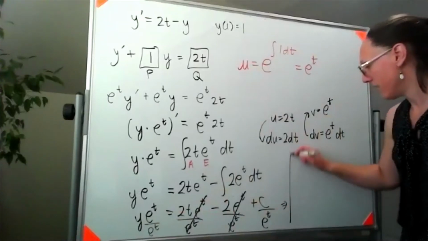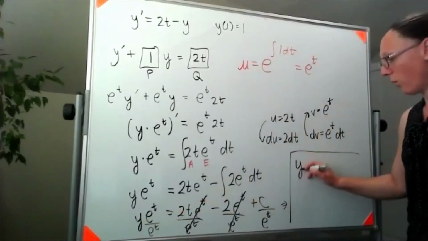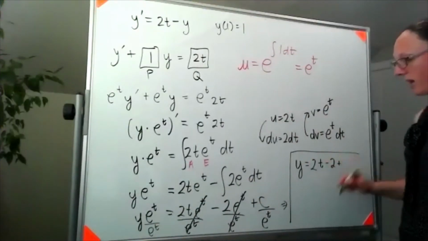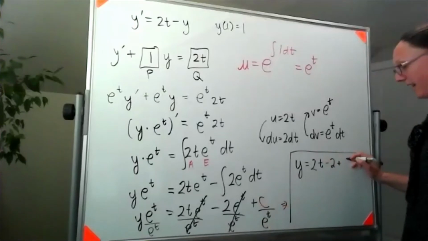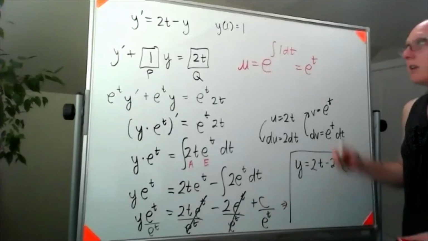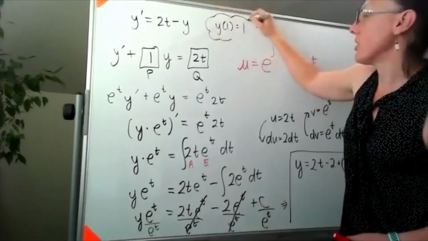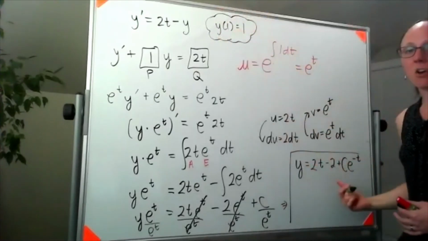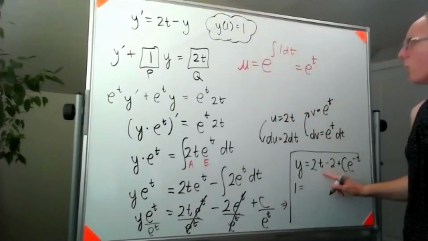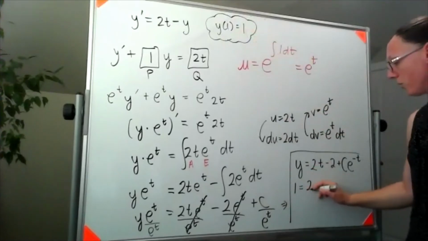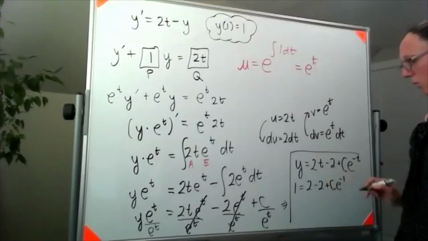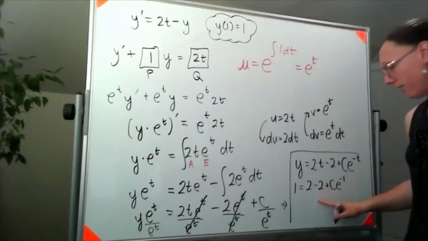So this is going to leave me with y is equal to 2t minus 2 plus, and I could rewrite that to say c e to the negative t. And that would be our general solution. Because we were given an initial condition, we do want to go ahead and solve for c. So y is going to be 1 when t is 1. So 2 minus 2 plus c e to the negative 1. Those 2's are going to cancel.